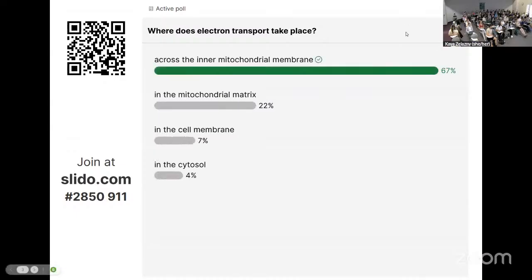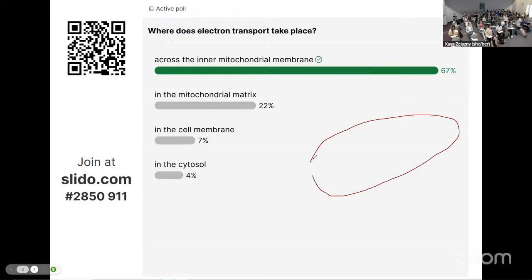Great. Yeah, so we're in the mitochondria, and we're interested in this inner membrane. So when we think about the electron transport chain itself, we're going to be thinking about the proteins embedded in this inner membrane. They're going to be passing the electrons.